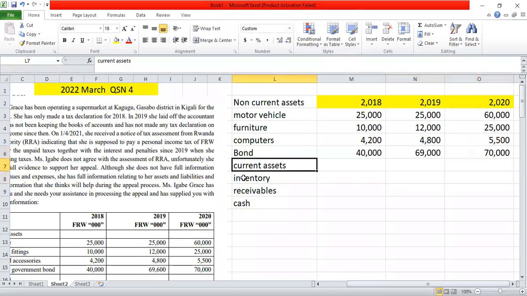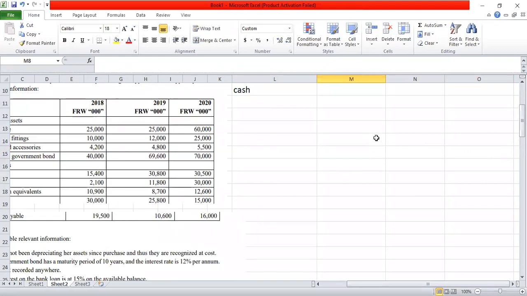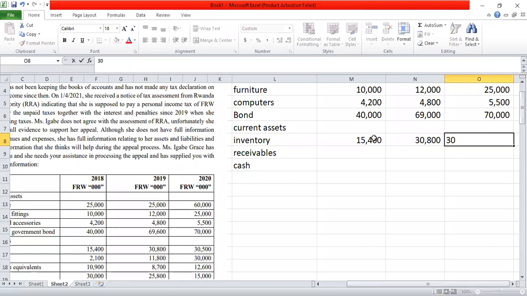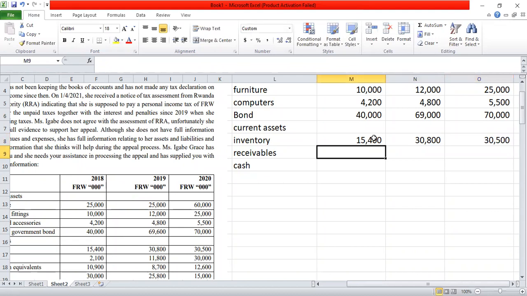So my current assets: inventory 15,400, 30,800, 30,500. Receivables 2,100, 11,800, 30.